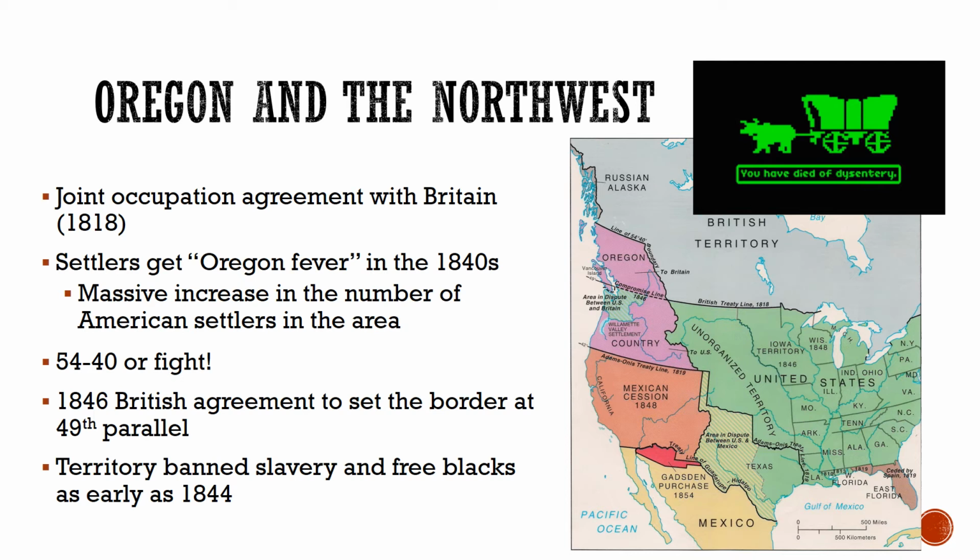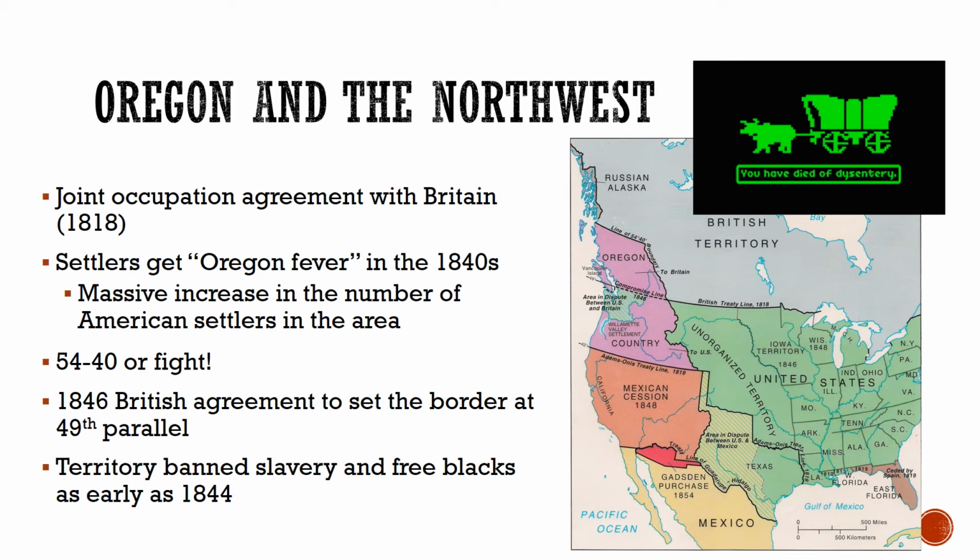In the 1840s, however, things are going to change dramatically as word began to spread about Oregon's lush landscape and farming potential. Plus, with the economic crisis set off by the fall of the Bank of the United States, many people are looking for new opportunities. And so we see this massive increase in the number of American settlers in this area.